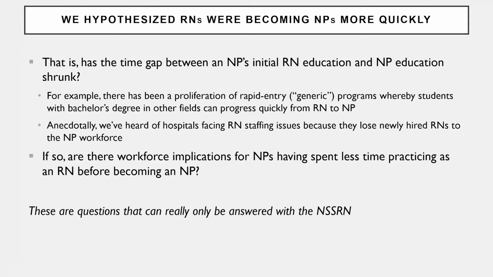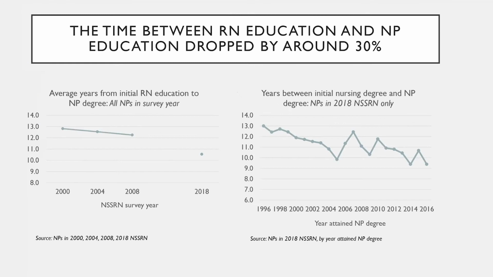And we've also been hearing from a lot of hospitals saying, well, we're really having trouble staffing our hospital, where we have a new RN for a while and then right away we lose them to the NP workforce. And that's actually significant, as we explored in that recent paper. So first, we're just going to answer that question of, is this true? And then second, are there workforce implications of that? Specifically, now we have a lot more NPs coming into practice that have spent less time working as an RN before they became an NP. And these are questions that you can really only answer with the National Sample Survey. Okay, so let's move on.